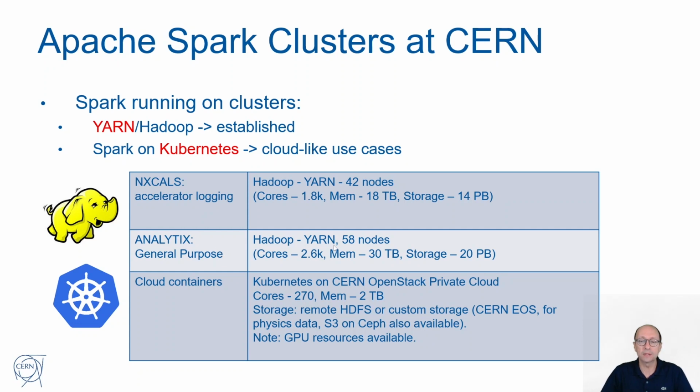It's a Hadoop cluster currently of 58 nodes, 20 petabytes of storage, almost 3,000 cores, and about 30 terabytes of memory. And then we have a small deployment using cloud containers, where Kubernetes runs on the CERN OpenStack private cloud with a smaller amount of resources, but this is scalable and it may scale up in the future. And this allows you also to use various storage systems. You can remotely access HDFS, or you can also remotely access CERN EOS storage or S3. And in these systems also GPUs are available.